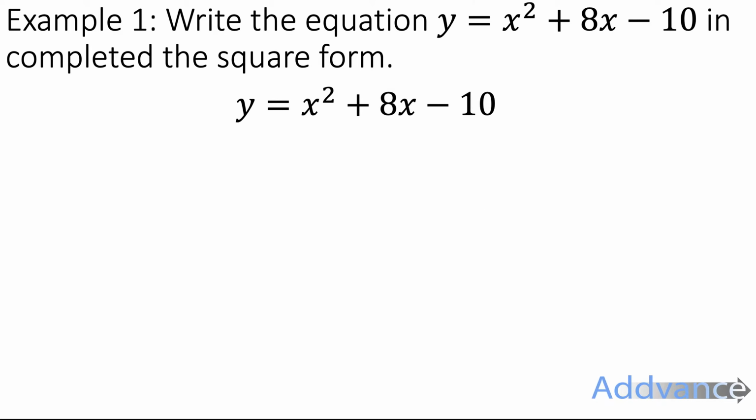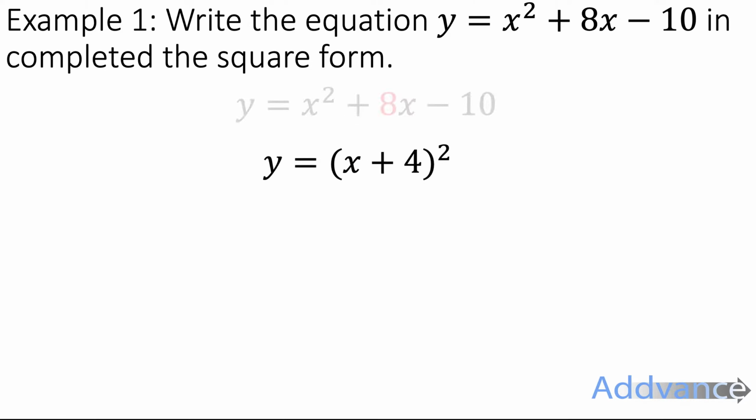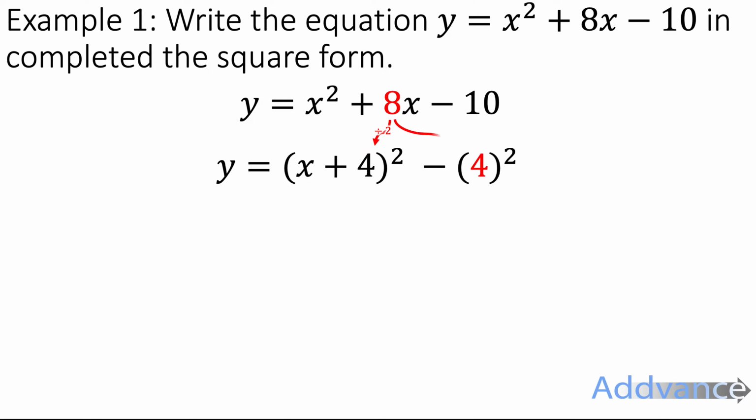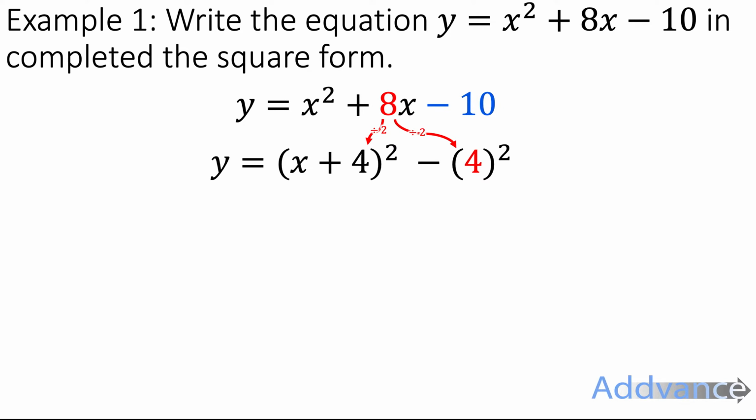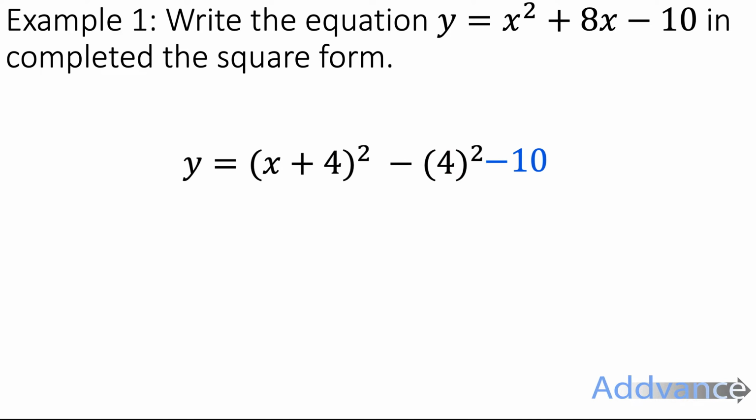So let's start with an example. Let's write y equals x squared plus 8x minus 10 in completed the square form. The first thing to do is look at the number in the middle. Here the number is 8, so it's the number next to the x. We half that number. Half of 8 is 4, and we write it in brackets with an x like this. x plus 4 squared. Then we subtract that number squared, and then the number on the end can just come down like this.